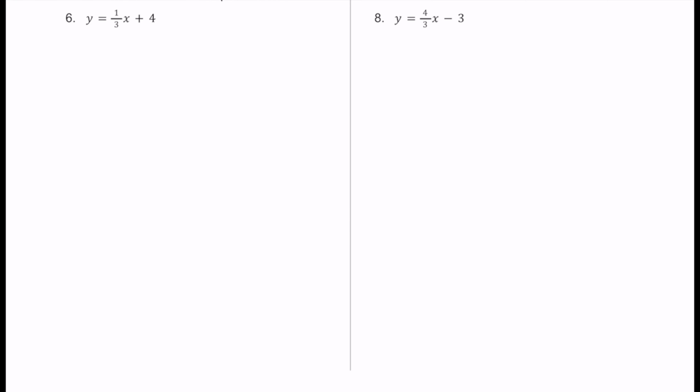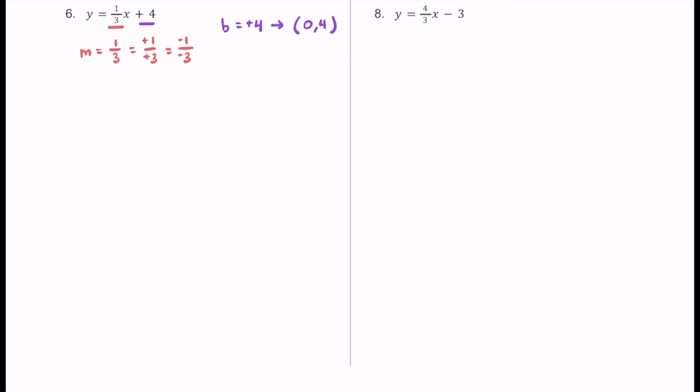Here's number 6. For number 6, we have y is equal to 1/3 x plus 4. So the slope here is going to be 1/3, or m is equal to 1 over 3. We can think about that as a positive 1 over positive 3, or we can think about it as a negative 1 over negative 3. Okay. Moving over to this plus 4, that means that b is equal to positive 4 here, or just a 4. And that means we know there's a point on the graph of 0, comma 4. All right, so we know our slope, we know our y-intercept. Let's go ahead and make a table and then a graph together.